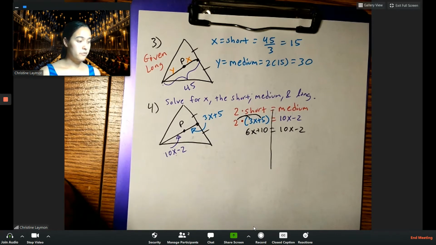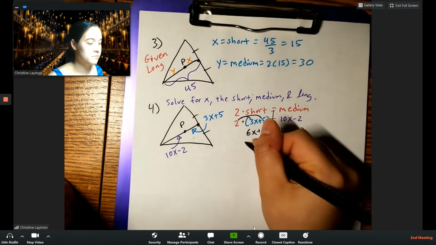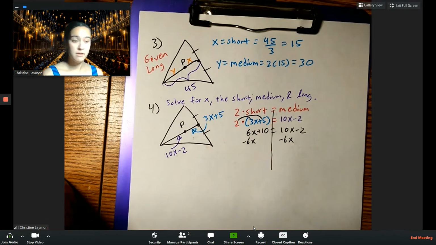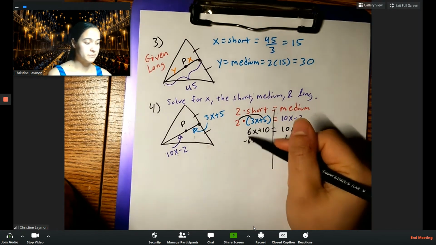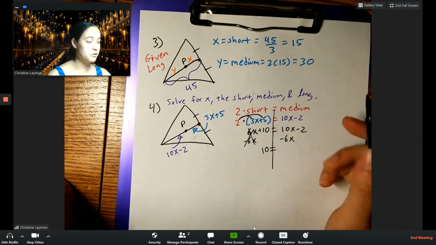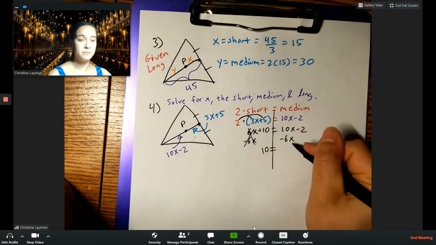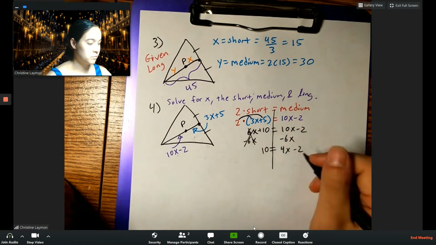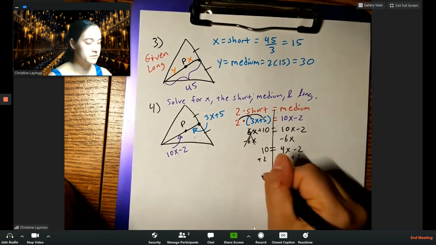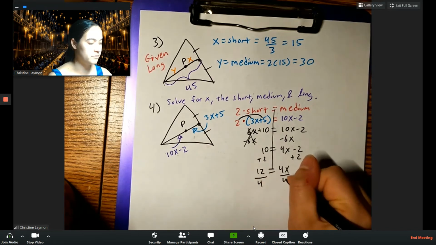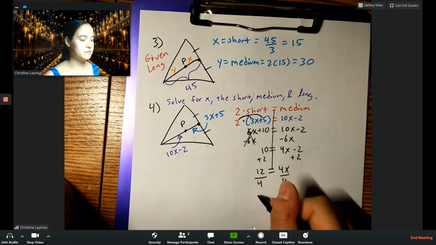From this, I want to move my x's to the right. So I'm going to subtract 6x from both sides. 6x minus 6x means it's gone from here. That's gone now. I have 10 equals 10x minus 6x is 4x minus 2. I'm going to go ahead and add 2 to both sides. 12 equals 4x, divide by 4. So that's going to be x equals 3.